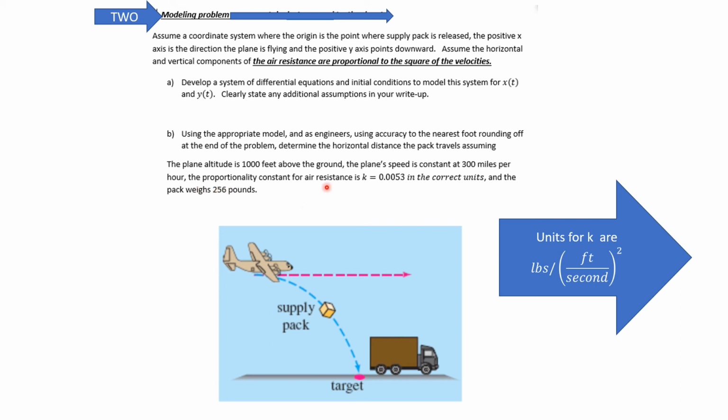The proportionality constant for air resistance is K equal to 0.0053, and I say in the correct units. I'm actually telling you what the correct units are here in this write-up. They should be pounds per (foot per second) squared in the denominator. And the pack weighs 256 pounds. And so that's what you're trying to find. And so that's problem number 2.